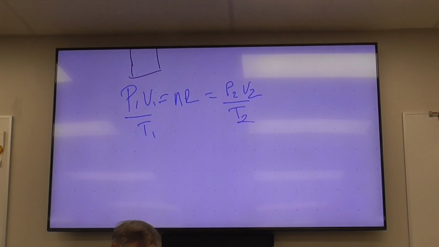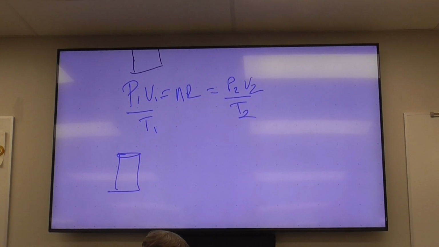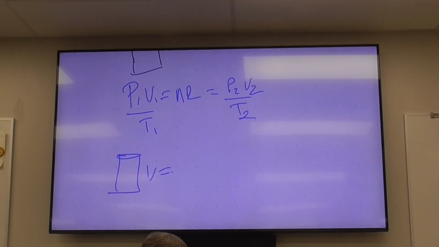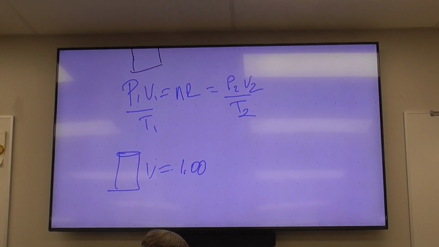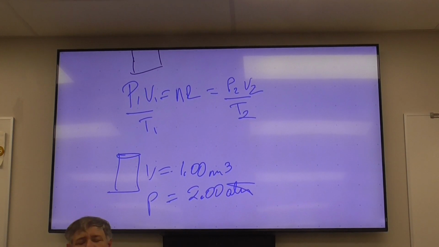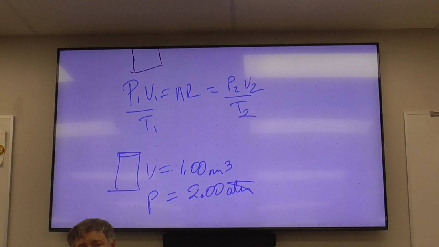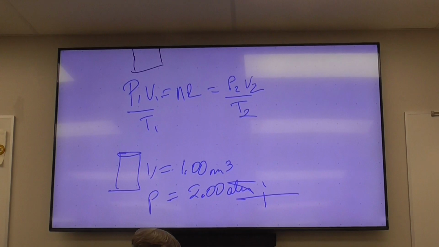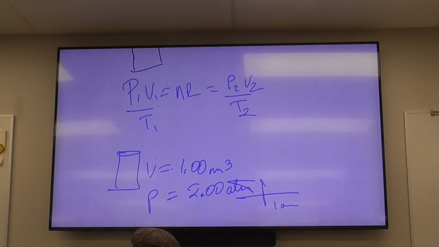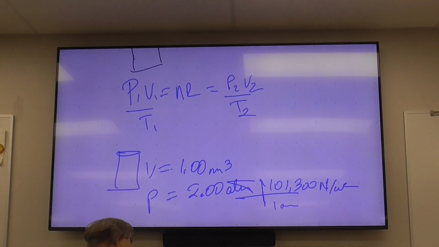All right, so let me give you a simple example. Let's say that you've got a cylinder that has a volume of, we'll make the math easy, 1 cubic meter, and that's under a pressure of 2 atmospheres. Now, if you're really hardcore, you could change this into the MKS system, where 1 atmosphere is 101,300 newtons per square meter, which is the same thing as a Pascal, okay?